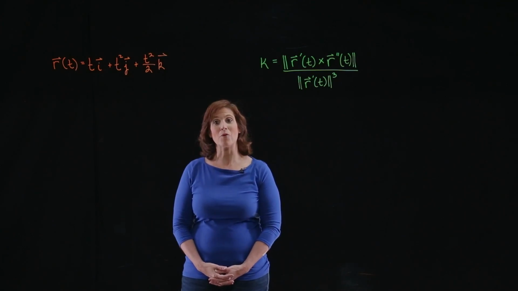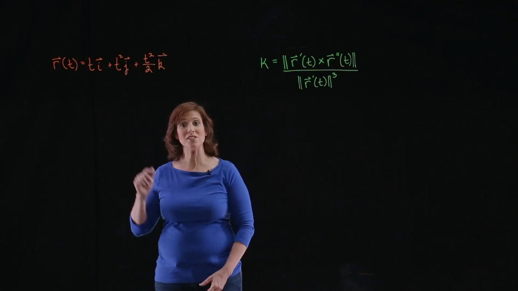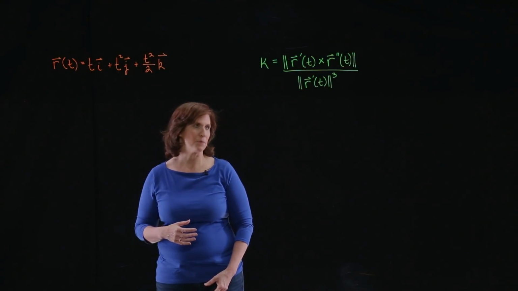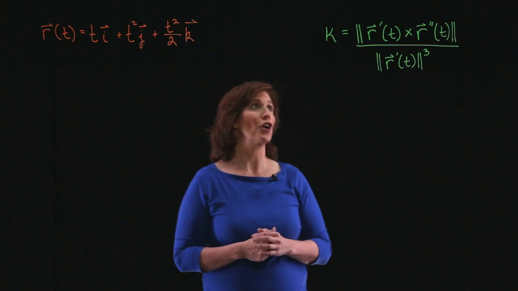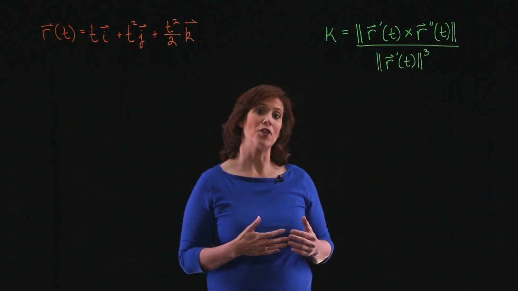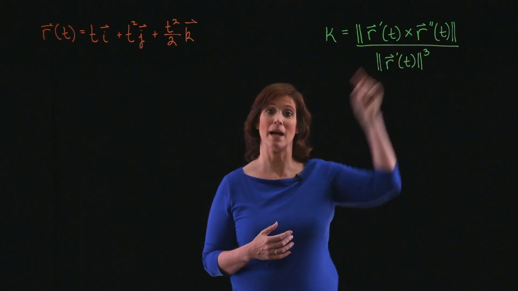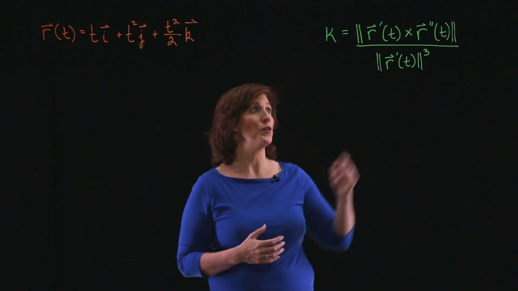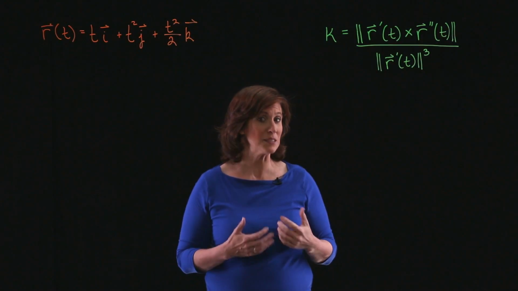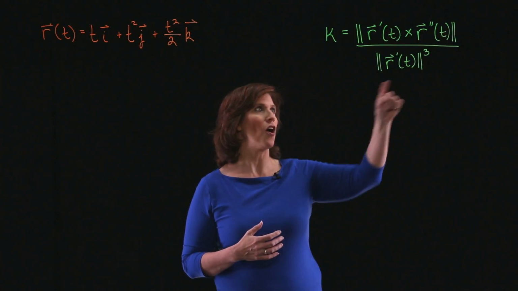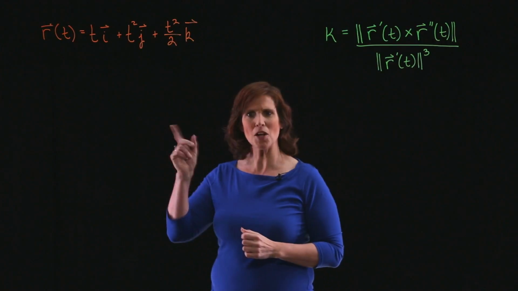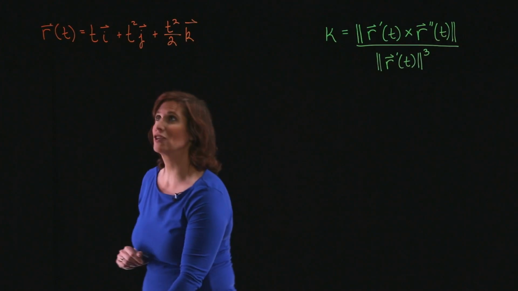Hi everyone, I'm Cheryl. In this problem, we're asked to find the curvature of our space curve at any point t. Well, I know that I can calculate the curvature by taking the norm of the cross product of r prime and r double prime and dividing it by the norm of r prime cubed. That's my formula. So I need to find all these different pieces. So let's go back to the original space curve.